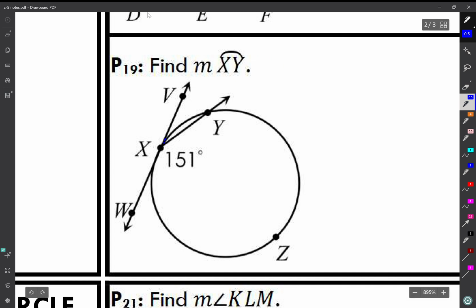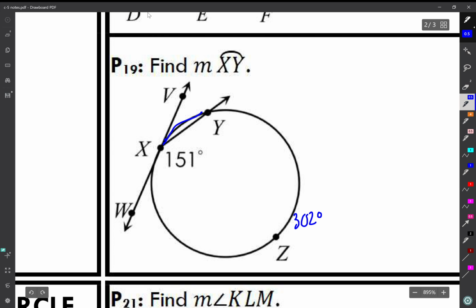Find the measure of arc XY. I don't know that one, I don't know the angle, but I do know the angle of the other arc. So let's find that arc and then subtract that from 360 to find XY. To find this arc right here, it'll be 151 times 2, which is 302 degrees.